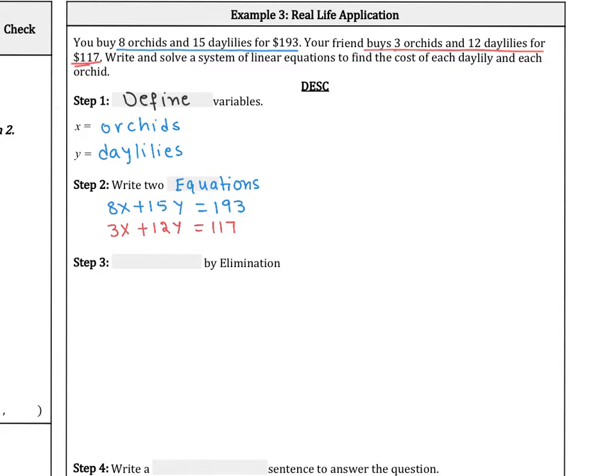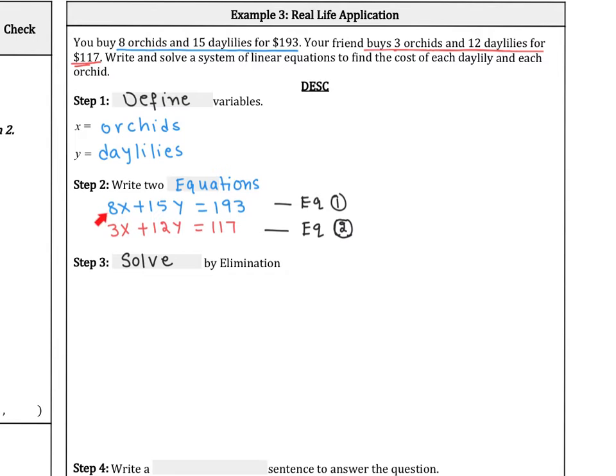Step number 2, we are going to solve these two equations by elimination. Which means that either x or y should be the same and opposite. I can see that none of them is the same and opposite, but we can make these two same and opposite.